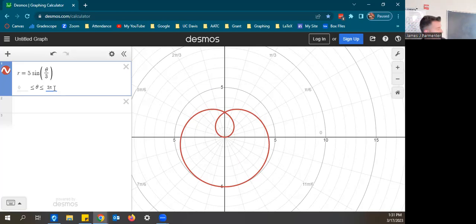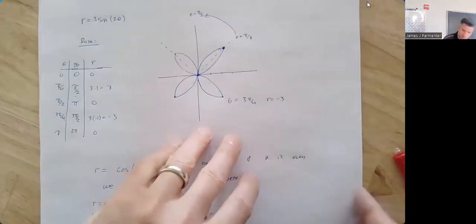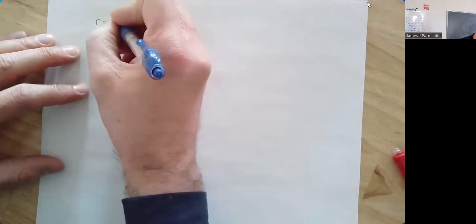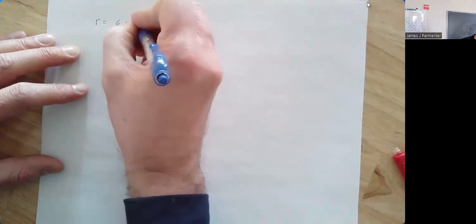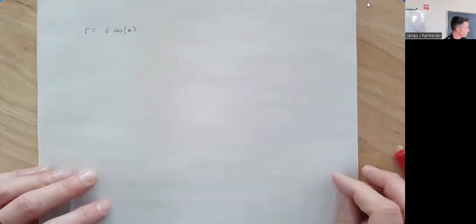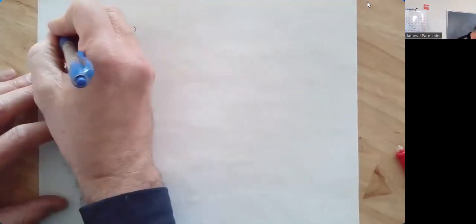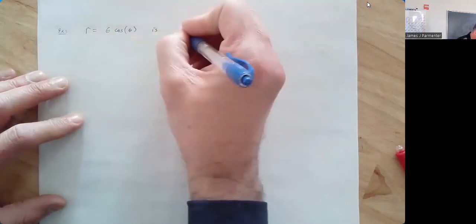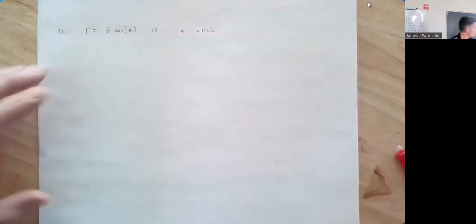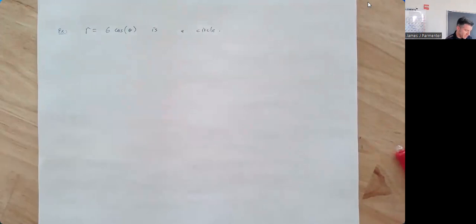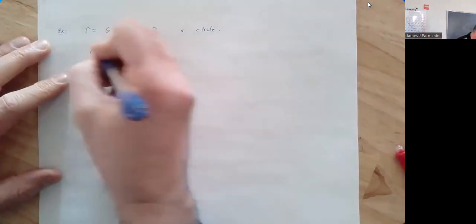So here's what I'll say. Roses, fine, they're very straightforward. They do what they do all the time. The other kinds of graphs I think you should be aware of are the following two. You should definitely be aware of something like r equal to 6 cosine of theta. That is a circle. And since it's cosine, it's going to be on the x-axis.